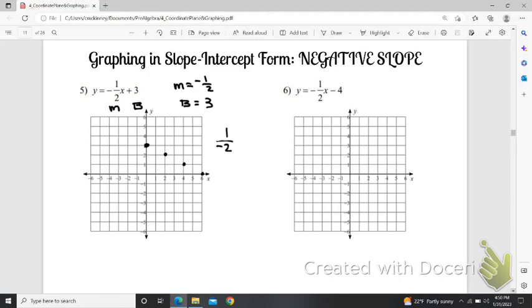So we could go up 1 from our begin point. We could go up 1 and left 2. Up 1 and left 2. Notice that all of those still line up, right? And not only are they still lining up, I should also notice the slope is negative and the line, as I move across the page from left to right, is going down. So if the slope is negative, the line from left to right needs to be going down.